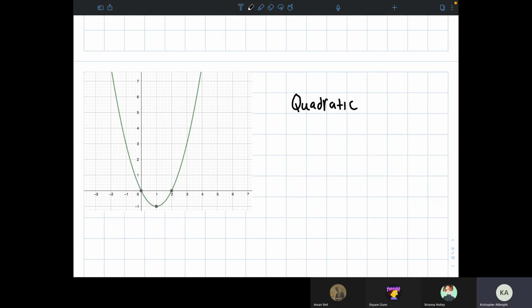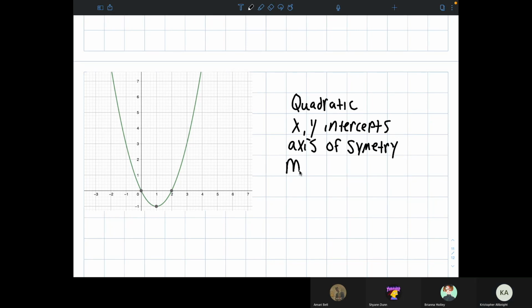Okay, so for quadratic functions, identify the x and y intercepts, axis of symmetry, vertex as a maximum or minimum. So we need to answer all three of these questions. We've already said it is quadratic, so we're good to go on that part. Now we identify the x and the y intercepts.